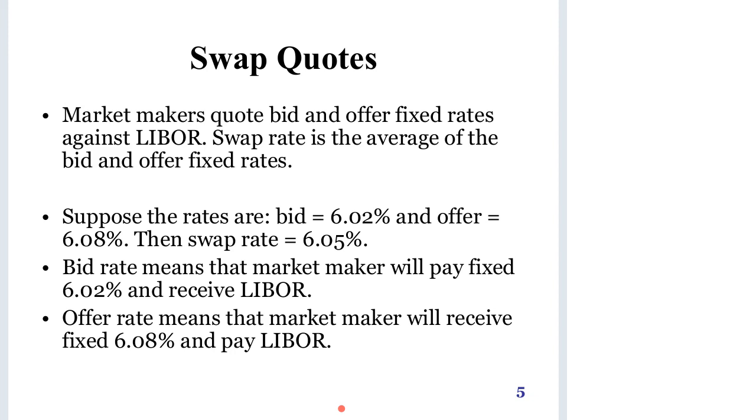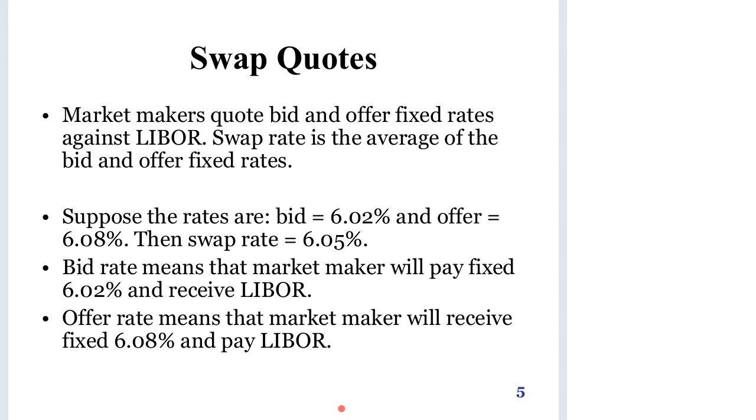As you can see out here, the market quotes a bid of 6.02% and an ask, or offer, of 6.08%. The swap rate then is the midpoint of the two, or the average of these two, which works out to be 6.05%.